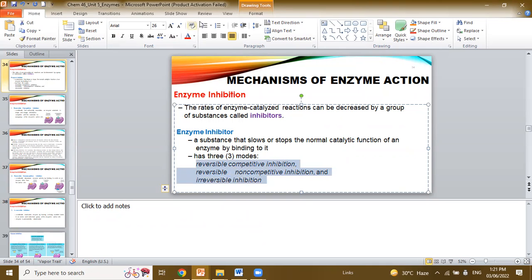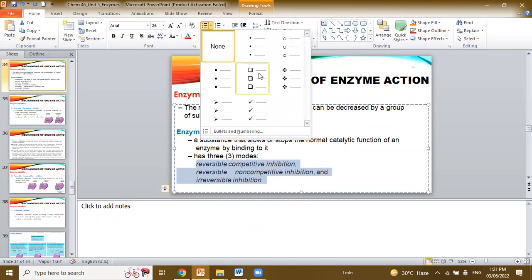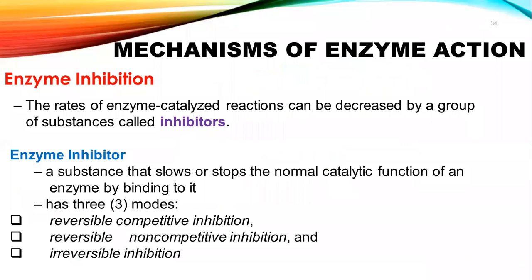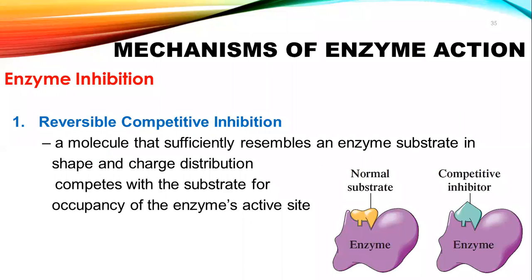And number 3, it can do reversible inhibition. So, unsa man ang reversible competitive inhibition? So, for example, a molecule that sufficiently resembles an enzyme substrate in shape and charge distribution competes with the substrate for occupancy of the enzyme's active site.